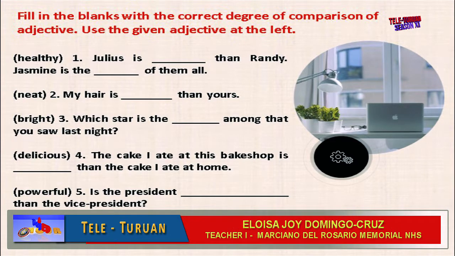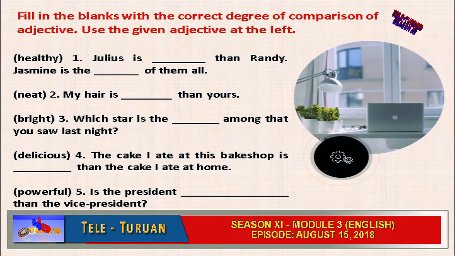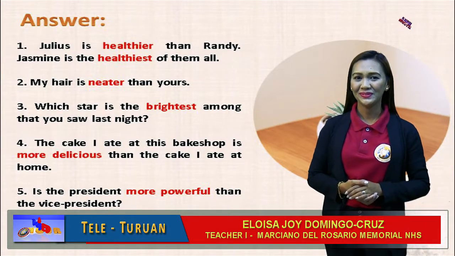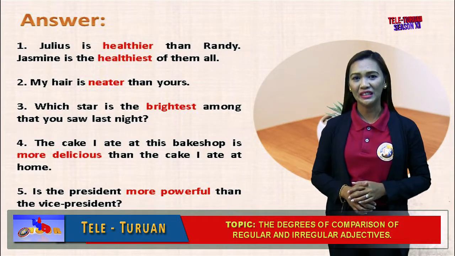Fill in the blanks with the correct degree of comparison of adjective. Use the given adjective at the left side of the sentence. Now here's the answer. For number 1, Julius is healthier than Randy.